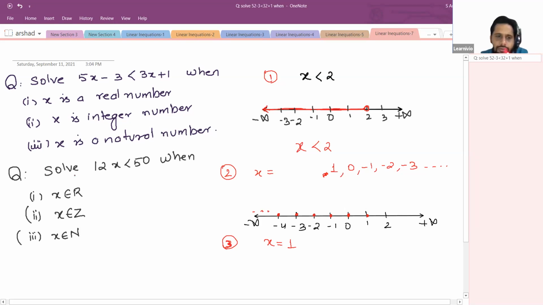Now start with the next question. Solve 12x less than 50. Okay, 12x less than 50 when x is a real number, x is an integer, x is a natural number. Please do one by one. And first tell me the first answer. X belongs to a real number. You can reply to me on the chat box also.